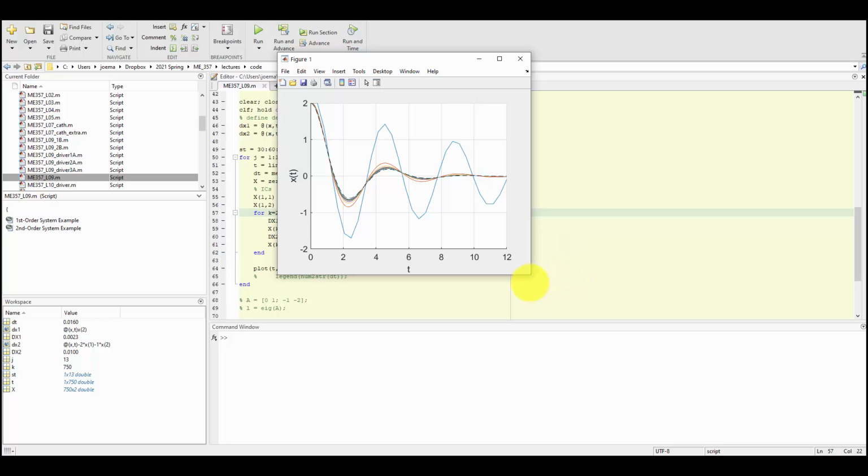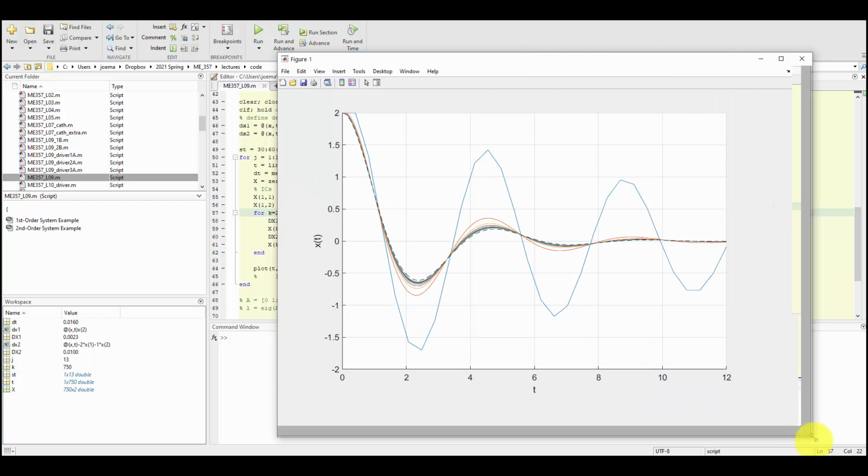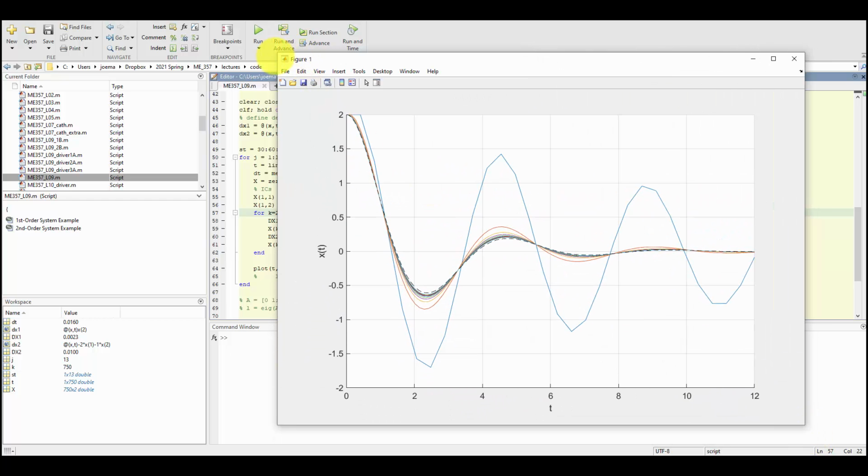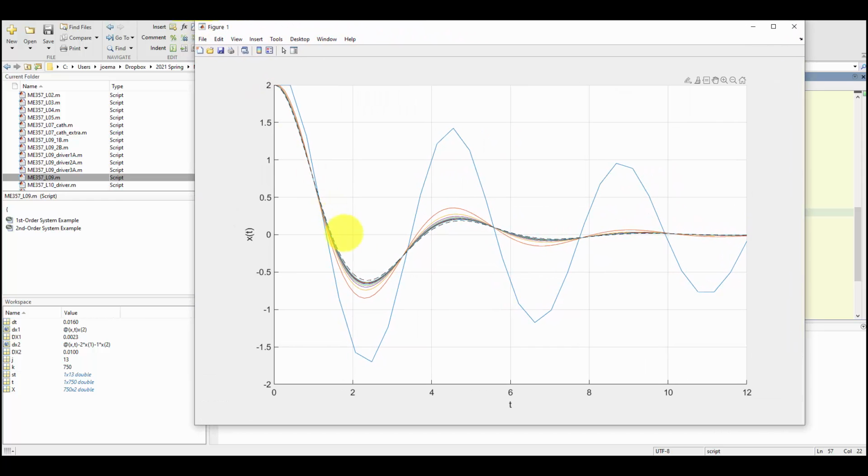Okay, so let's run through this just to get the big picture of what's going on. So we see here, this is our figure. The dashed line again is the true solution, and as a general trend, we see that the blue is going to be using the fewest time steps between 0 seconds and 12 seconds. And then in general, as we get closer to the dashed line is when we are using more time steps. So let me zoom in just so we can see what's happening.